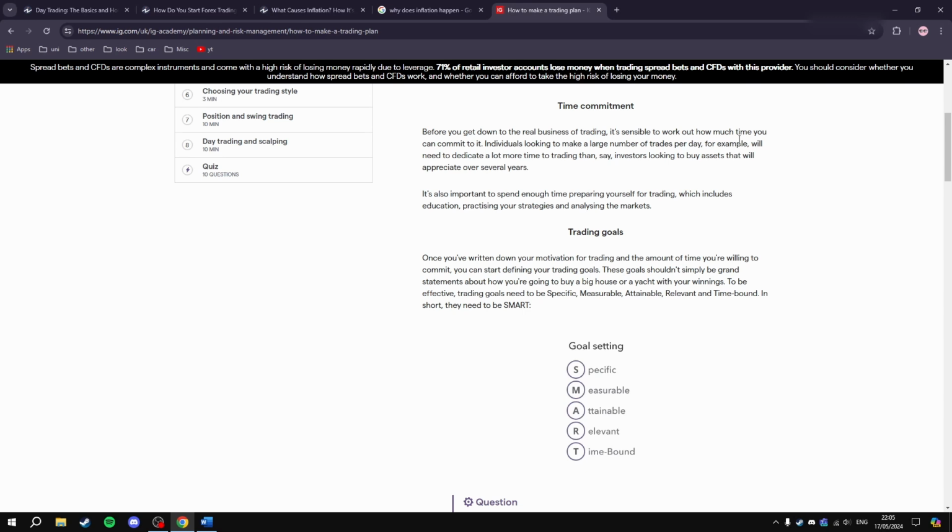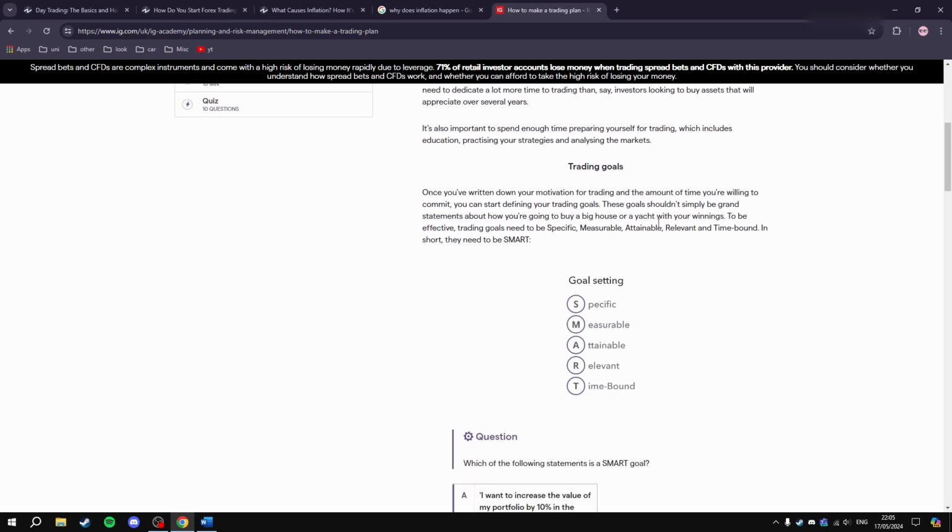Trading goals. Once you've written down your motivation for trading and the amount of time you're willing to commit, you can start defining your trading goals. These goals shouldn't simply be grand statements about how you're going to buy a big house or yacht with your winnings. To be effective, trading goals need to be specific, measurable, relevant, and time-bound. In short, they need to be SMART.